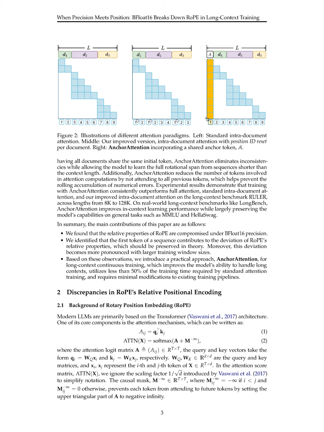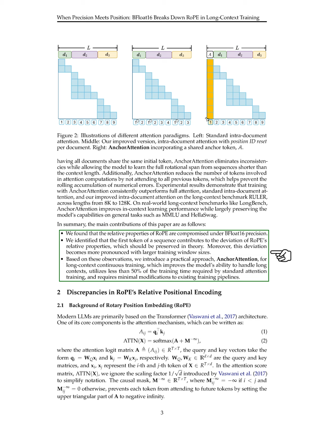Section Summary. In this section, we discuss the challenges of maintaining Rotary Position Embedding, RoPE, properties in long context training with BFloat16 precision, which leads to significant deviations due to numerical errors. We propose AnchorAttention, a novel attention mechanism that addresses these issues by treating the first token as a shared anchor, improving long context capabilities and reducing training time while preserving model performance on various tasks.